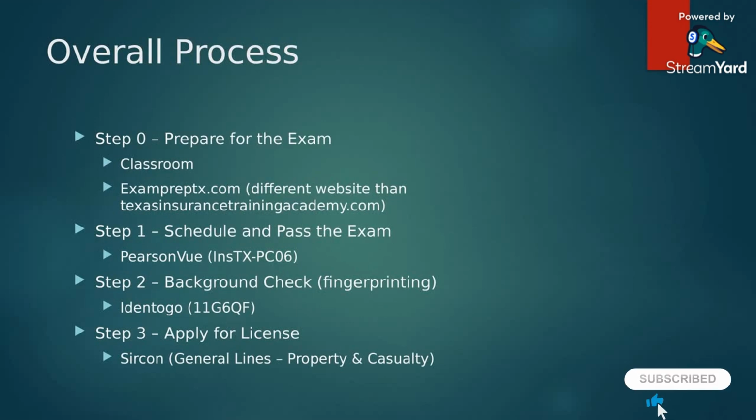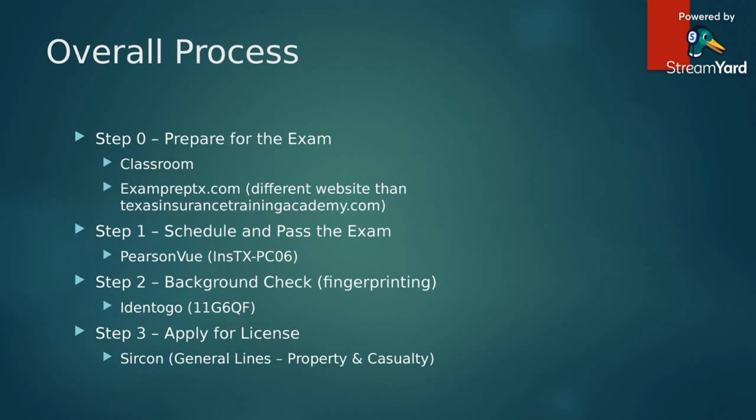The overall process is different for everybody, and it mostly depends on how you go through what we call step 0, which is preparing for the exam. The classroom and/or the online accompaniment is going to be the main base for you, along with our textbook. And then we have an online accompaniment through exampreptx.com, which is a different website than texasinsurancetrainingacademy.com.